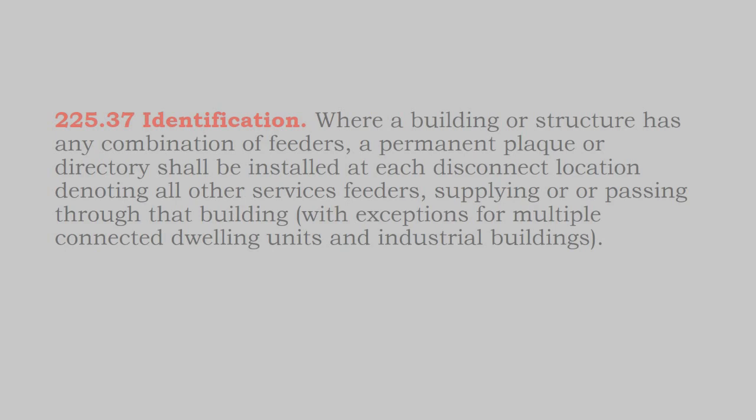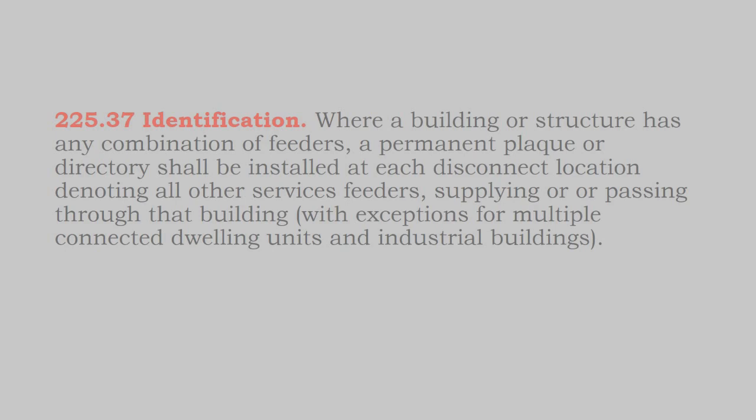Identification. So where a building or structure has any combination of feeders, a permanent plaque or directory should be installed at each disconnect location, denoting all other service feeders supplying or passing through the building, with exceptions for multiple connected dwelling units or industrial buildings.